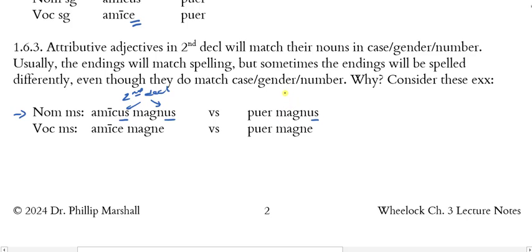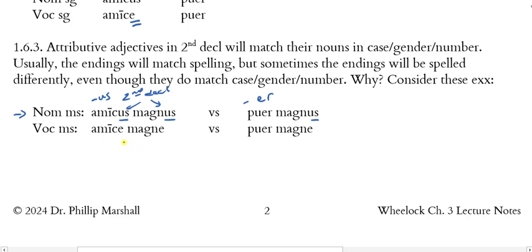Well, they are both second declension, but this is an er noun and this is an us noun, right? And er nouns behave differently in the nominative singular. They don't use the case ending or the o stem vowel. All right, so that's why we get a difference in spelling, even though puer and magnus are actually both the same case, gender, number. Now, we can just change the nominative to vocative here, leave the masculine singular.